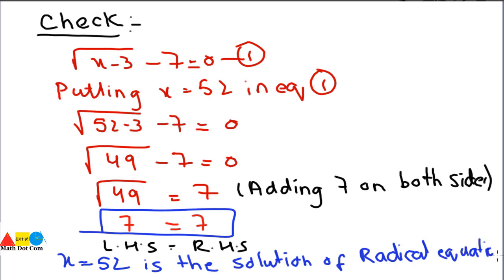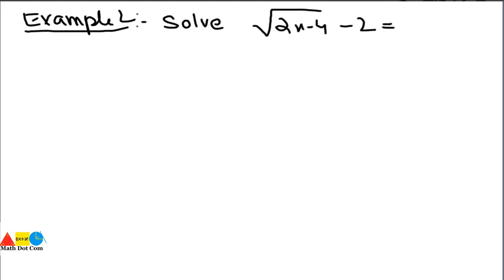Okay, so let's have one more example, a little bit complex. Example 2, solve the cube root of 2x minus 4, minus 2 equals 0. Okay, so let's solve it out. As we have already followed all those steps, we have to follow those steps again. First of all, you have to keep the radical sign on one side, and all the other constants should move towards the opposite side of the equality.